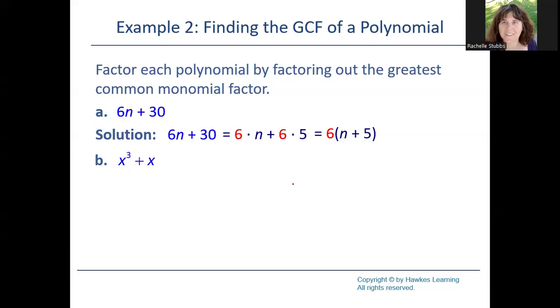Okay, and in this one, there's x to the third, and then this one is x. So they both have an x, but the lowest exponent is just x. So that's what their common factor is. If I factor that out, if I divide by x, this becomes x squared, and this becomes a 1. And then you can see by redistributing it, I would get back to here. So we've undistributed, and this is what we get.